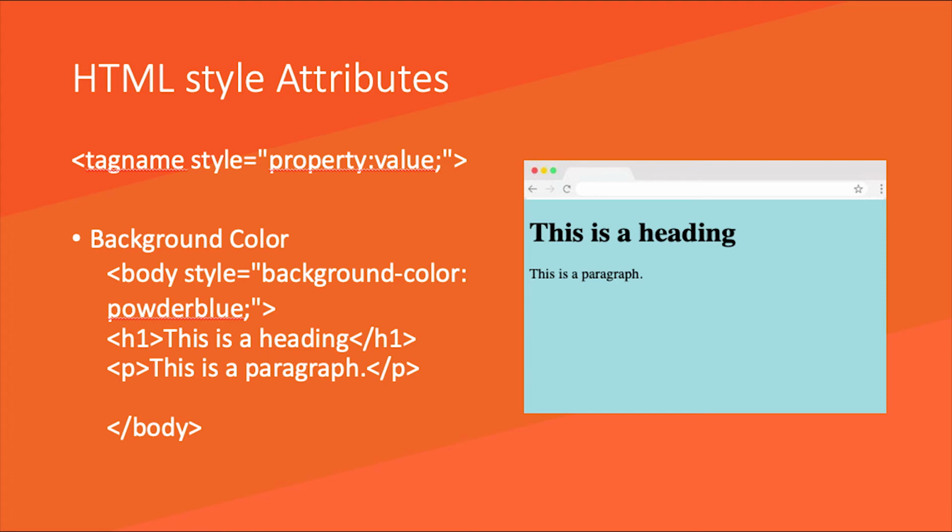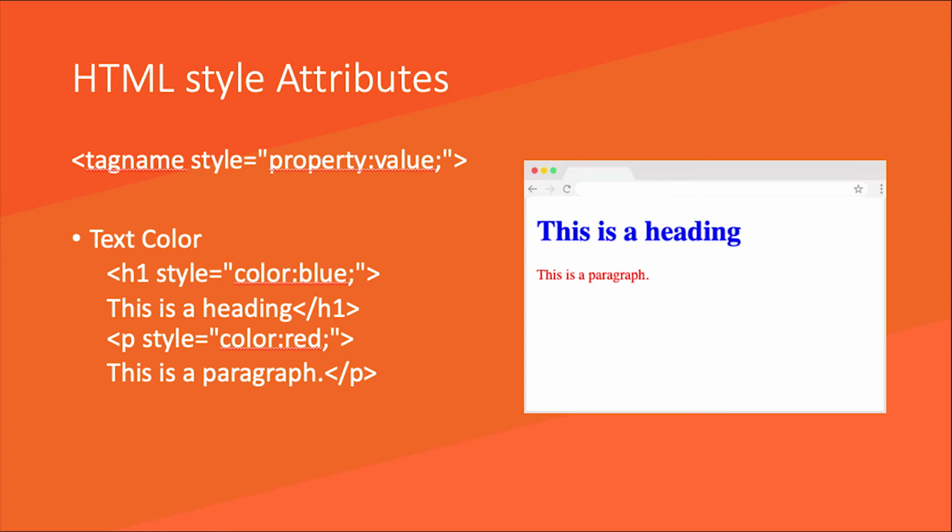The CSS background-color property defines the background color for an HTML element. This example sets the background color for a page to powder blue. The CSS color property defines the text color for an HTML element. In HTML, a color can be specified by using a color name. You can also specify colors using RGB values, hex values, HSL values, and so on.